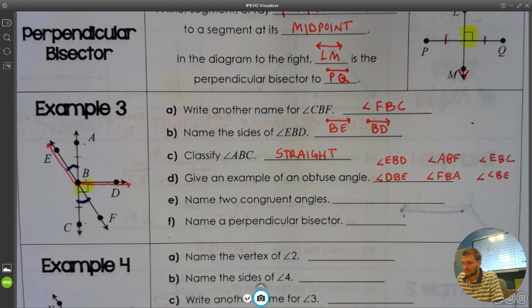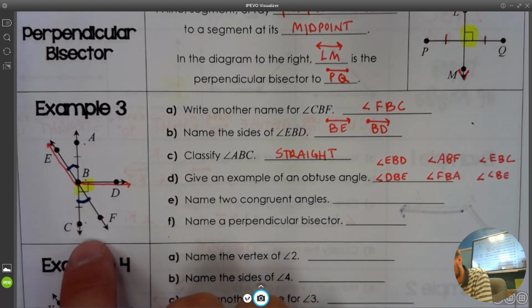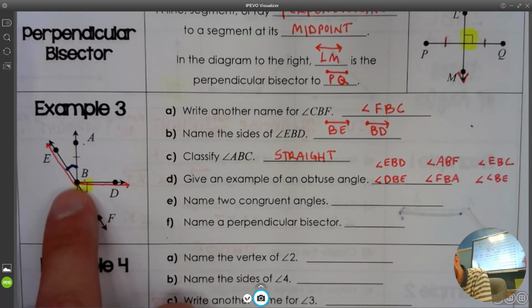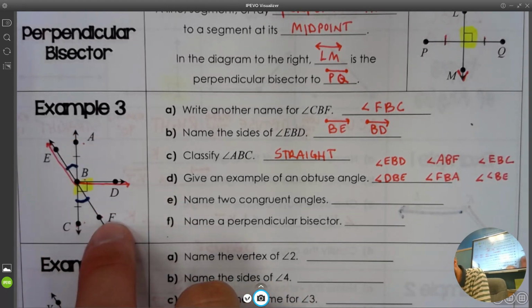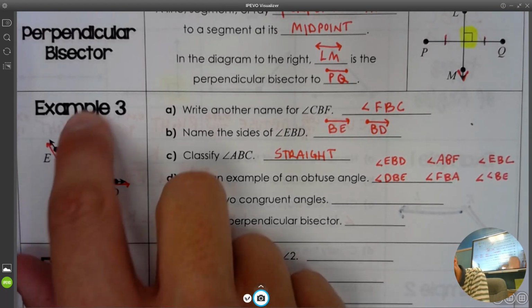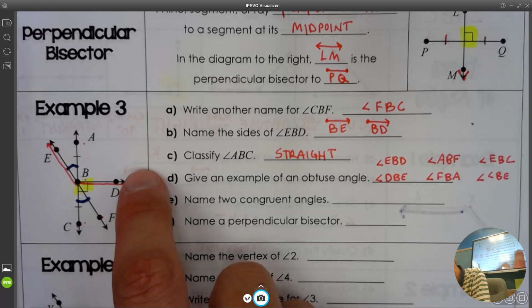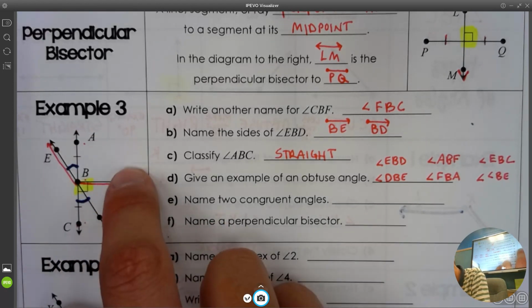All right, I think we got them all, okay? That's an acute, that's a right, that's a straight, we got that one. Straight, acute, obtuse, we got that one. We got right, obtuse, right, acute. I think we got them.